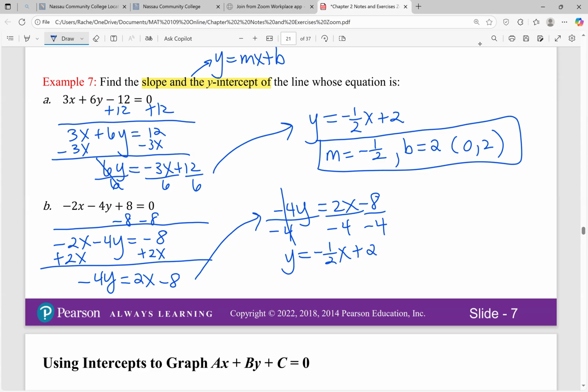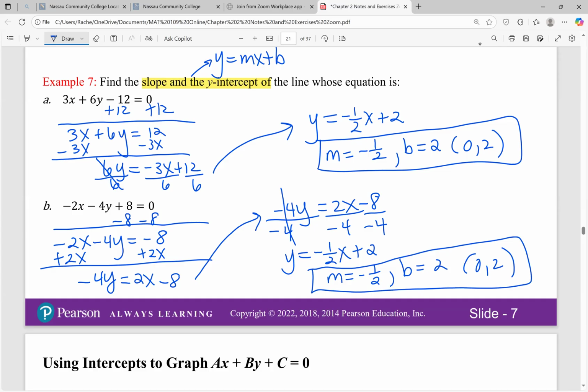And that was not on purpose. I didn't even realize that both of these equations, when we solve for y, ended up being the same. So really, it's going to be the same as a. So my slope is equal to negative 1/2. And my y-intercept is 2. So that's going to be the point (0, 2).